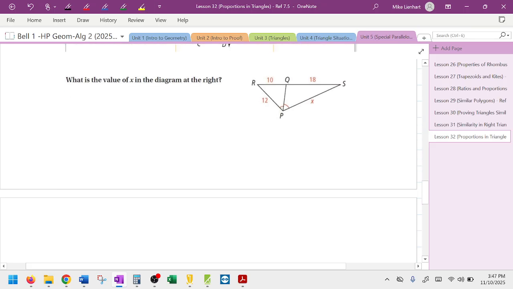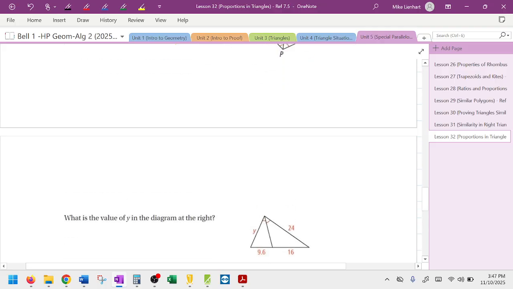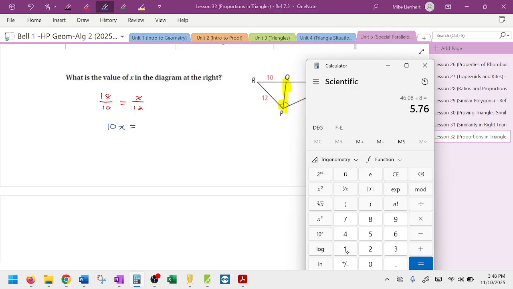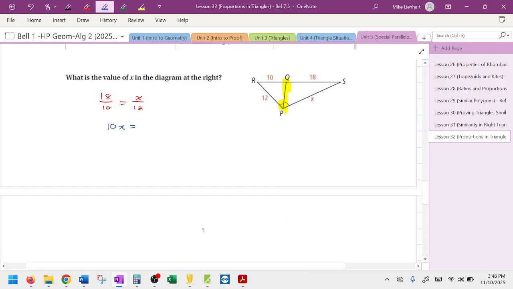All right, so let's take a look at this picture right here. In this picture, we have an angle bisector. That's it right there. I know that 18 over 10 equals x over 12. Notice the pattern. So I'm going to start and just follow the theorem exactly. 18 over 10 equals x over 12. Once I create the proportion, it's pretty easy to solve. I just have 10x is equal to 18 times 12, which would be 216, or x is equal to 21.6. Done.